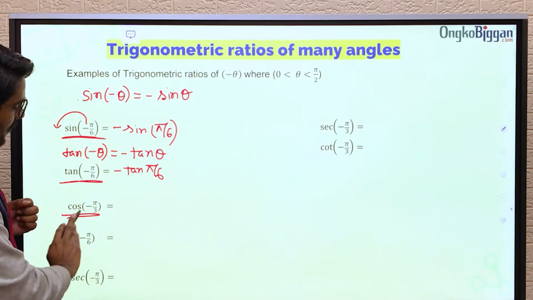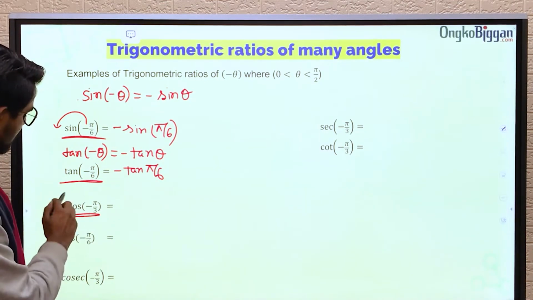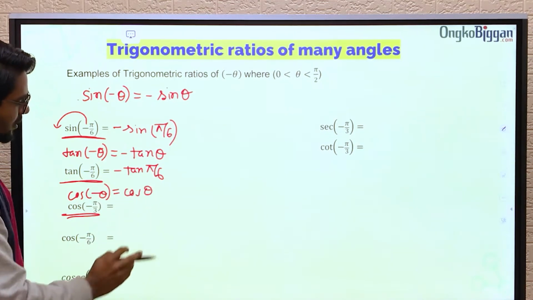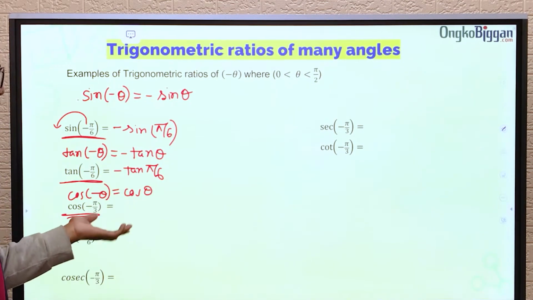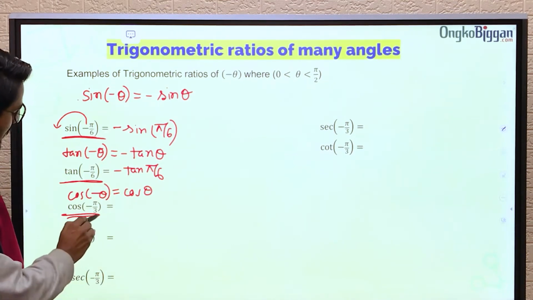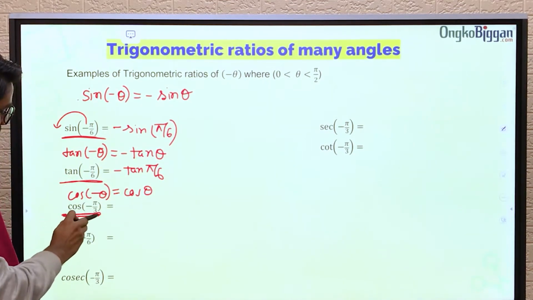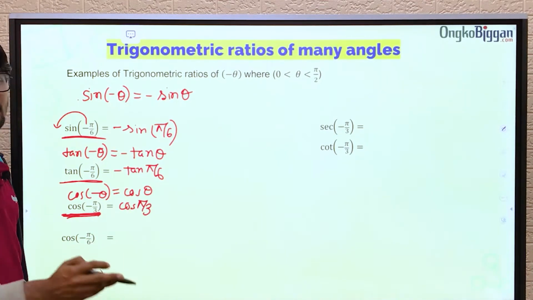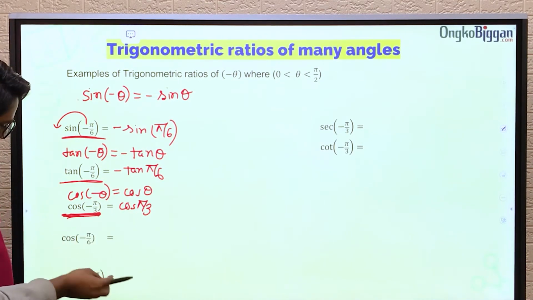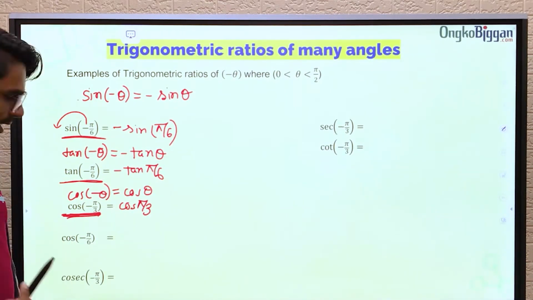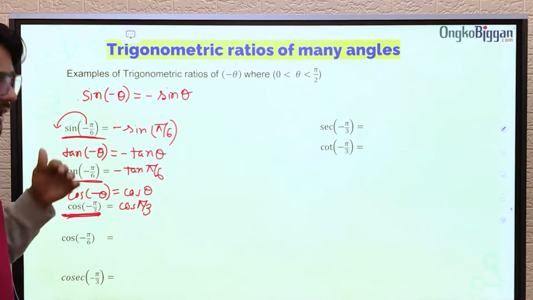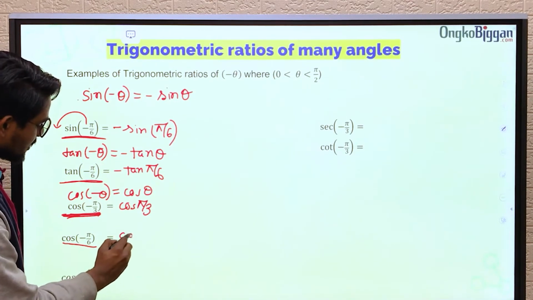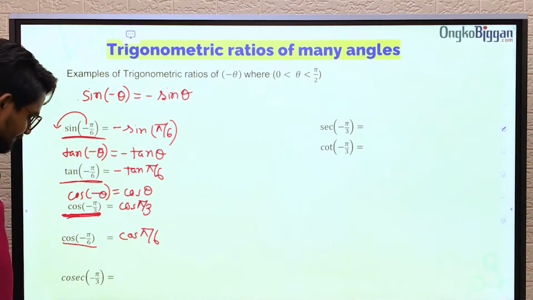But here, cos minus pi by 3. We know that cos minus theta is equal to cos theta. So the value of cos minus theta will be equal to cos theta. So in any equation, you can replace this part by the value of cos pi by 3 or cos theta. And again, we have cos minus pi by 6, and we know that cos minus theta is equal to cos theta. So we can replace this value cos minus pi by 6 with cos pi by 6.